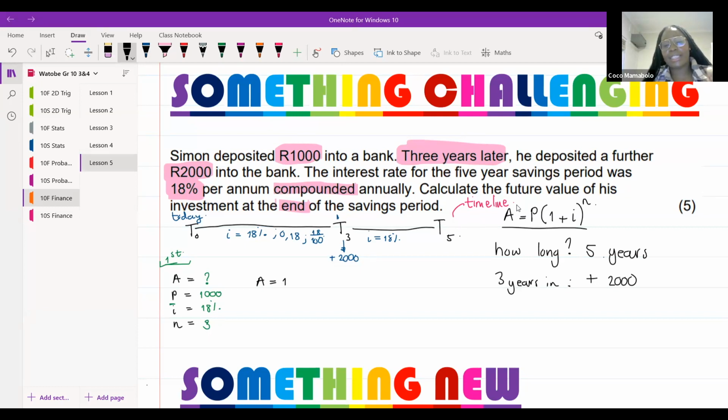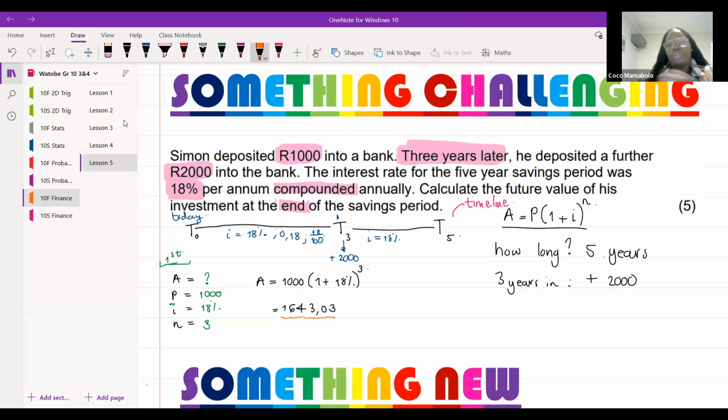All right. So we're going to get A is equal to 1,000, open brackets, 1 plus 18% to the power of 3. And if I punch that into my calculator, just like the rest of you, I also get 1,643.03. And I'm only going to stop at 2 decimals because we're talking money here, right? Now, this is after 3 years. And this is how much Simon has in his account.